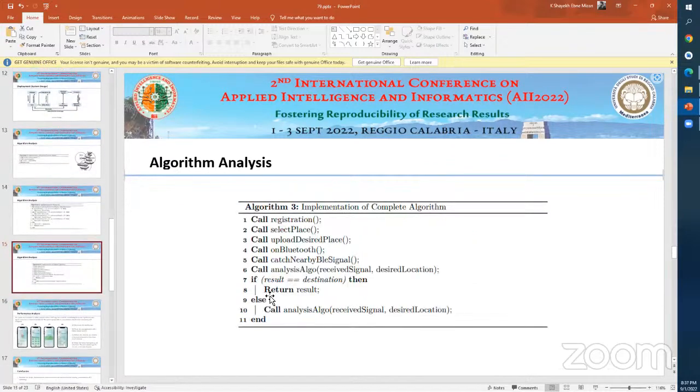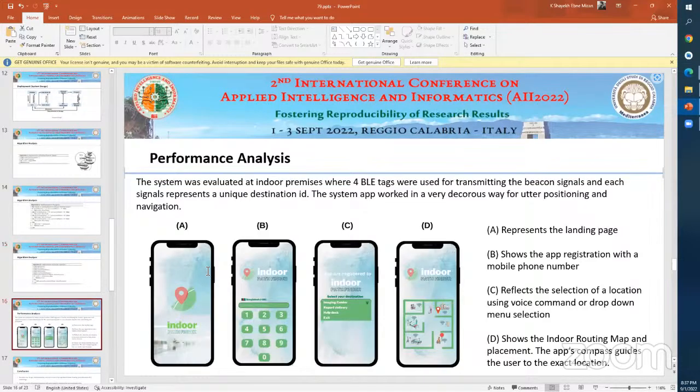And the algorithm analysis with the implementation of the complete algorithm: registration, selection, uploading the desired place to the database, Bluetooth based, then nearby BLE signals, then analysis of the signals with these two parameters, received signal and desired location, and then the routing happens to the desired destination. And the performance analysis: we have implemented this with 4 BLE tags in an indoor premises area. So actually it works fine.